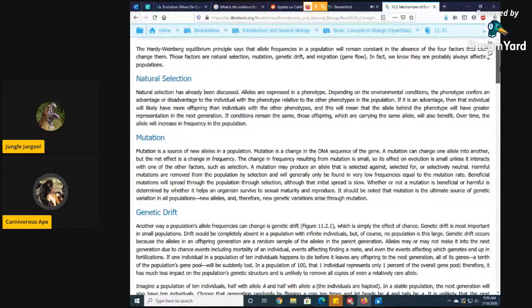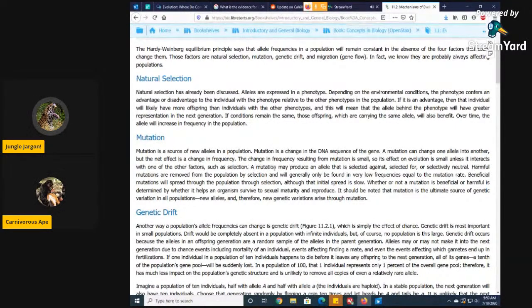Yeah, so you're okay. The genetic drift when it comes to sexual reproduction is the big A, little a allele. What they're talking about there are recessive and dominant genes. Natural selection, mutation. Okay, mutation seems to be the only thing that could cause evolution, as far as I can tell. Mutation is a source of new alleles in a population. Mutation is a change in the DNA sequence of the gene. Mutation can change one allele into another, but the net effect of it is a change in frequency.